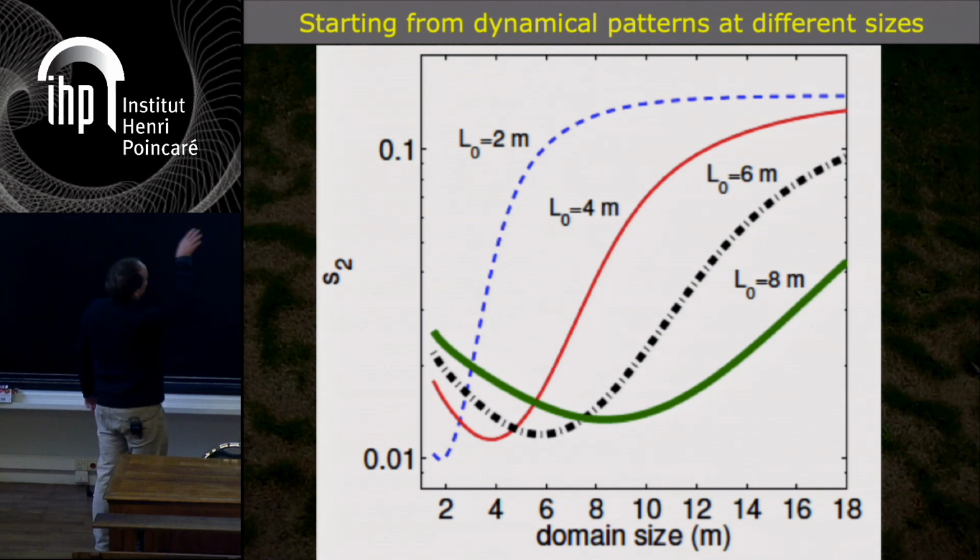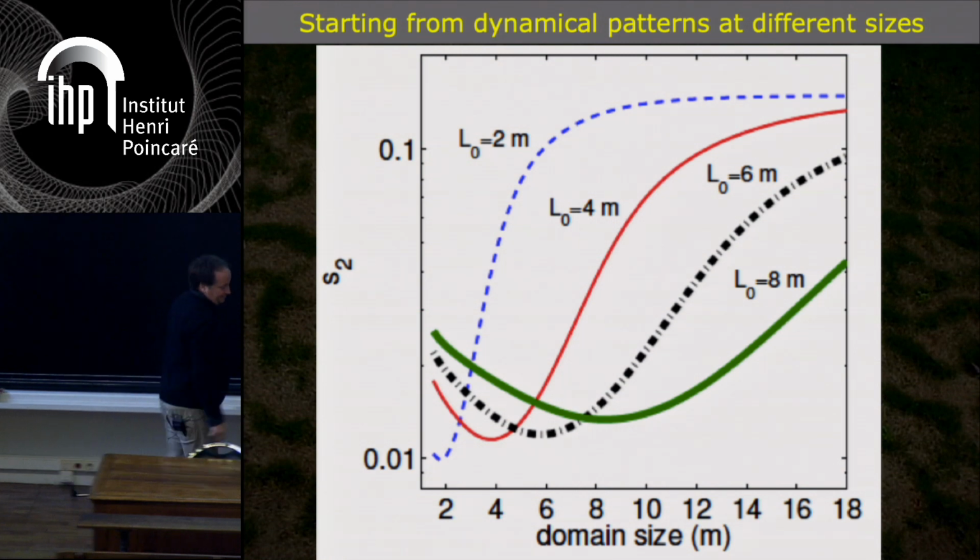And the same is actually true even if you start from other original domain sizes and again try to vary them. You see that all these curves, which are labeled with 8 meters, 6 meters, etc., have their minimum exactly at that number.